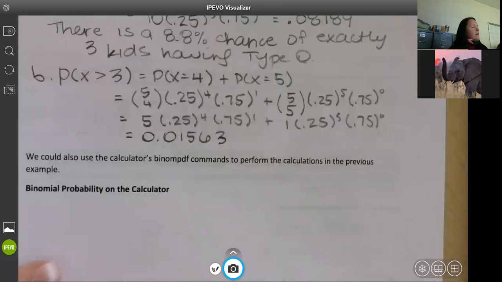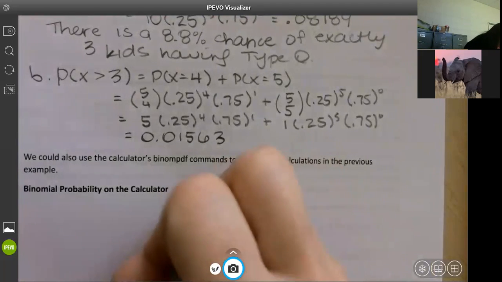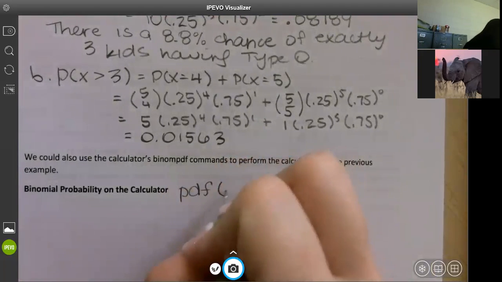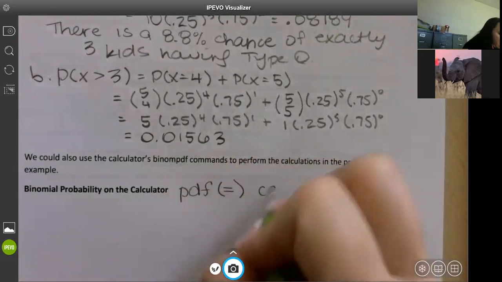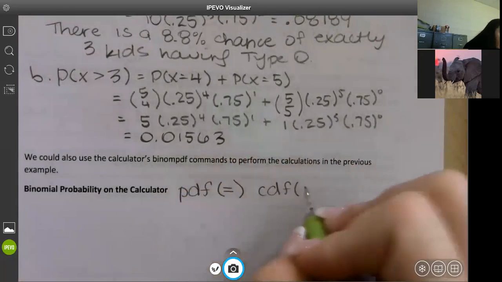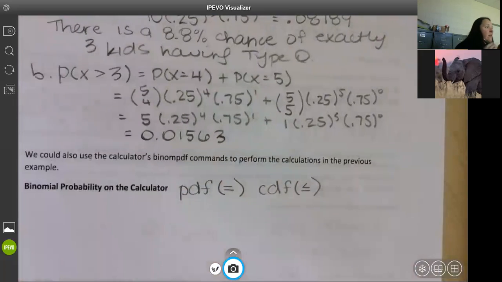We could use the calculator. Oh, look at this. We're going to learn how to use the calculator now, so we don't have to do all that work. We could also use the calculator's binomial PDF commands to perform the calculations in the previous example. So PDF is going to be for equals, and CDF will be less than or equal to. We'll talk about greater than in just a second.